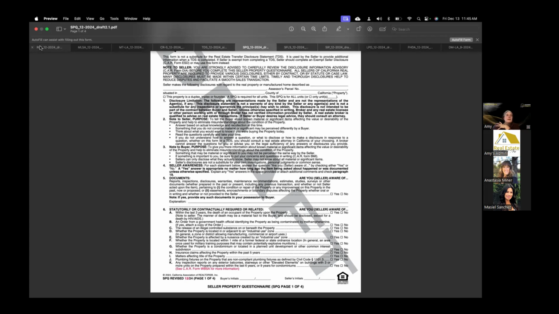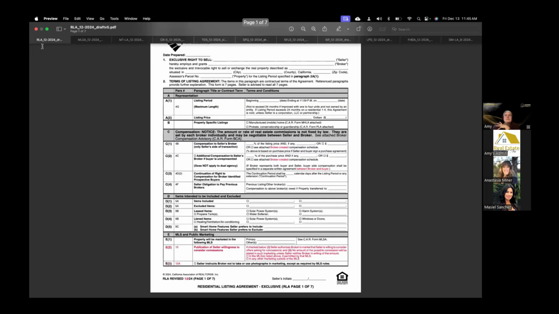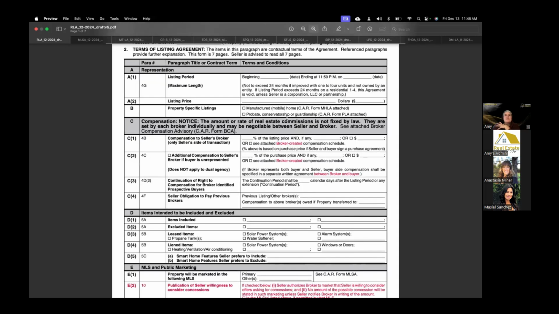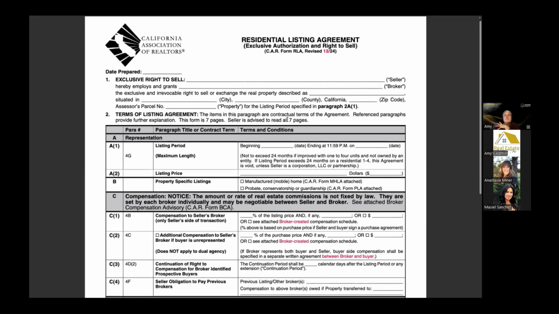Okay. We're going to start at the beginning of this one here. Let me blow it up a little bit. This is our residential listing agreement. Remember, at Realty One Group, we're going to use the residential listing agreement, exclusive authorization and right to sell. They did make all these changes on all of the listing agreements.